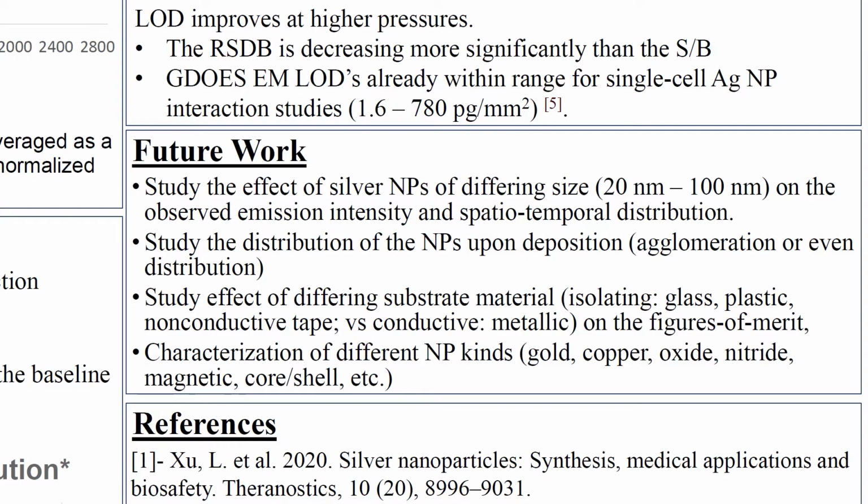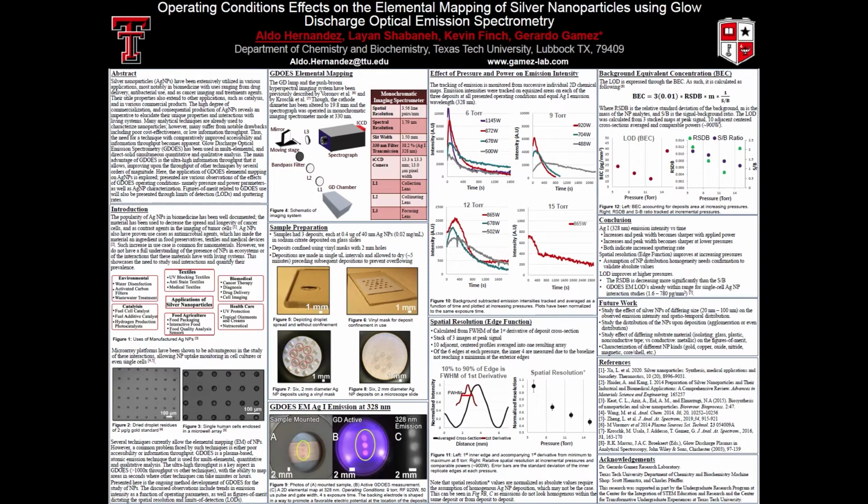We would also like to characterize nanoparticles of different compositions. Gold is an intuitive successor, but we could also characterize nanoparticles with other, more material-dependent properties. Please consider reviewing some of the work of my lab mates, including our work in pristine plant tissue analysis using GDOS elemental mapping presented by one of my co-authors, Layan Shabaneh. This work has foci based on nanoparticle interactions relevant to environmental studies and in agriculture.